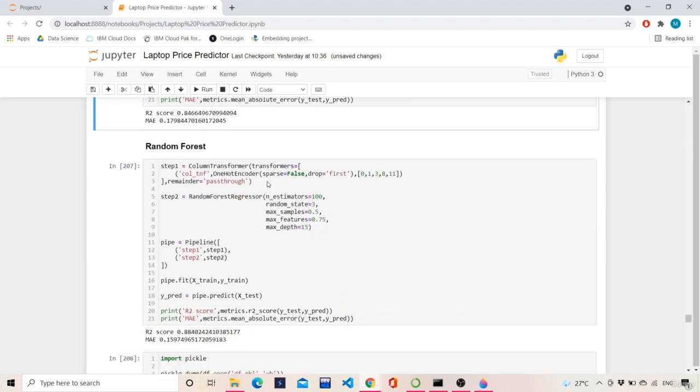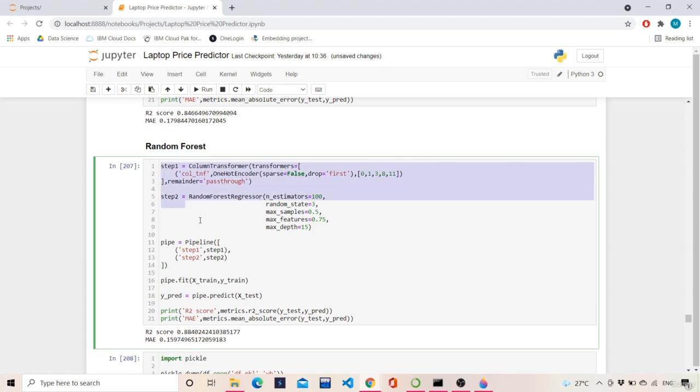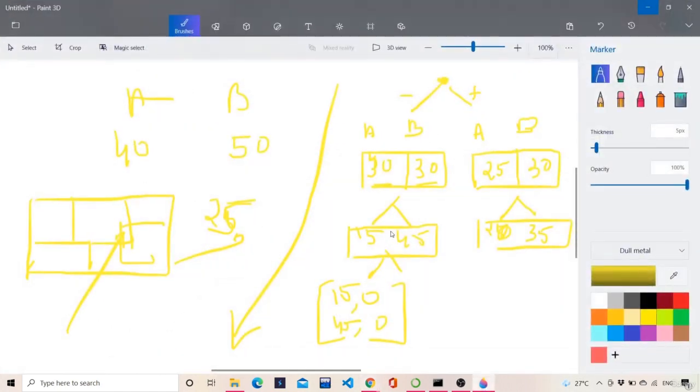Now coming to random forest, guys. Random forest is a very awesome algorithm, and obviously this gave us a very good result, as we can see, 88.4. So random forest has many parameters over here. Random forest is nothing but a bagging technique that uses bootstrapping and aggregating. So what does bootstrapping and aggregating mean?